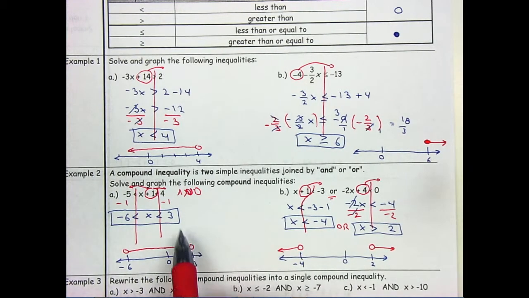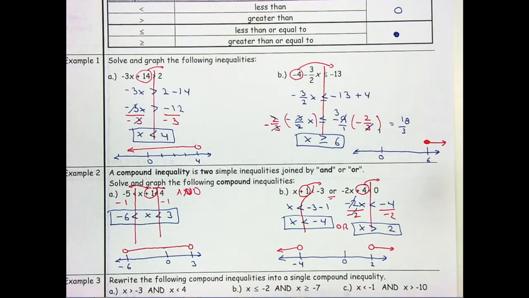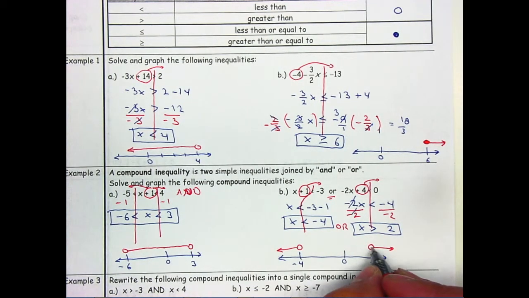Notice that whenever it's an and, they'll be connected. All of the numbers between negative 6 and 3 are solutions. Whenever it's an or, they'll be on opposite sides, so to the right and to the left. And all of those are the solutions. All the numbers less than negative 4, and all the numbers greater than 2.